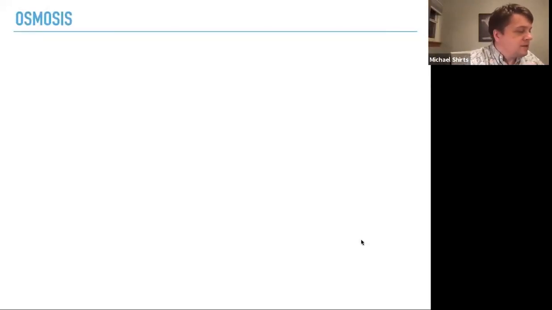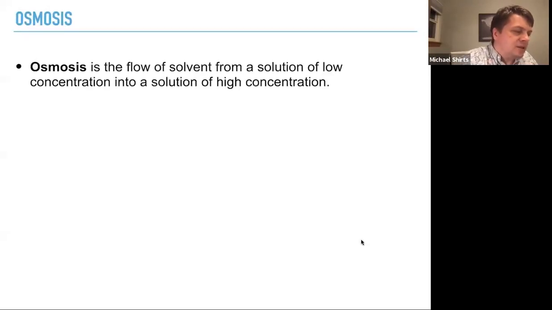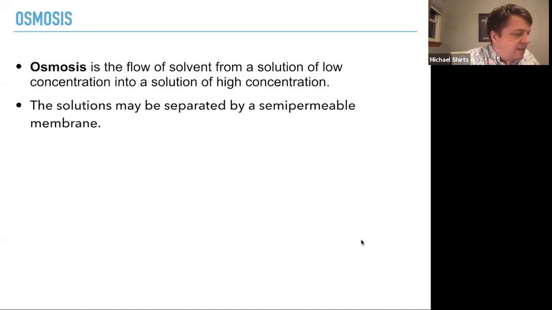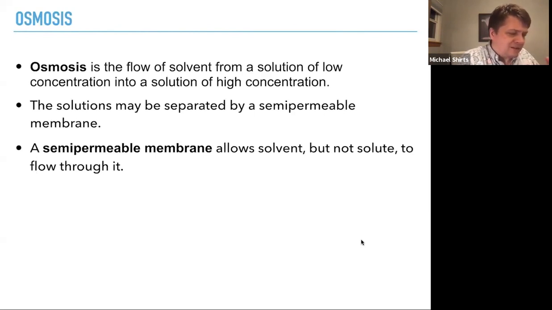Right. So osmosis is the flow of a solvent from a solution of low concentration into a solution of high concentration. And the solutions are usually separated by a semi-permeable membrane. The reason it needs to be semi-permeable is that it allows the solvent, but not the solute, to flow through it. If there wasn't a membrane, then with a low concentration next to a high concentration, the solute would just move along with the solvent, and everything would equalize out. But if the membrane is semi-permeable, then only the solvent can go through.